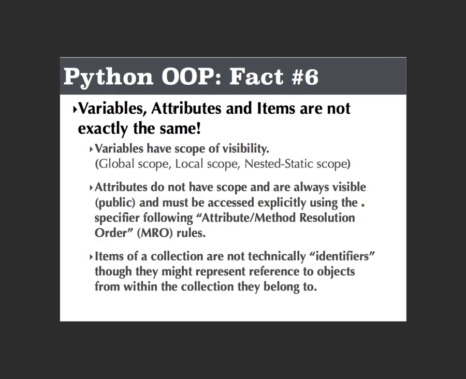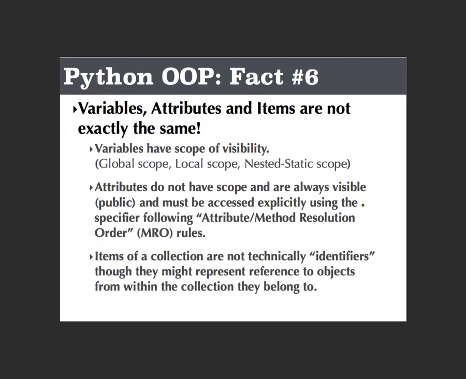There's nothing called private attributes. Privacy is only by convention. In Python, privacy of attributes is only by convention. Encapsulation is only a conventional mechanism. There's nothing like controlled, or hard-coded private members, which you see in other languages, right? So you can see over here, attributes must be accessed explicitly using the dot specifier following the object, governed by attribute and method resolution order rules.